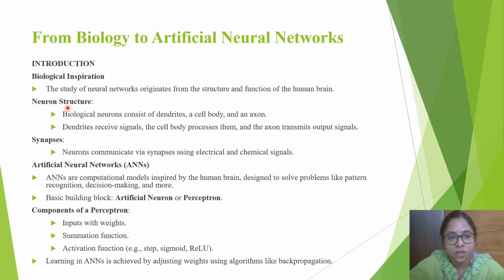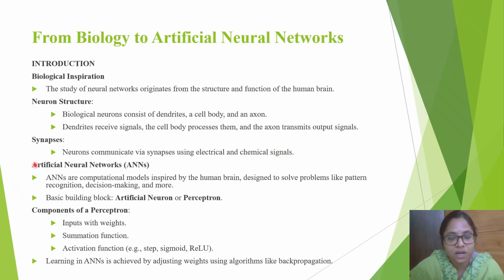Then what is meant by neuron structure? So neuron structure is composed of three main parts, that is a dendrite, cell body, and an axon. Dendrites receive the signals, the cell body processes them, and the axon transmits the output signals. Synapses: neurons communicate via synapses using electrical and chemical signals.